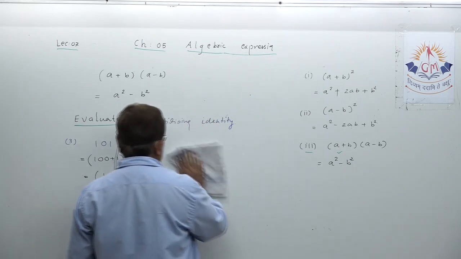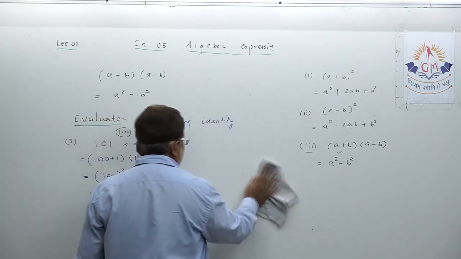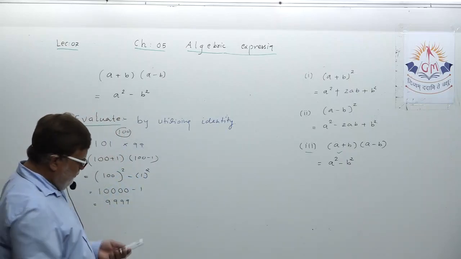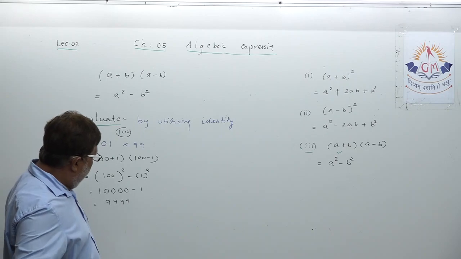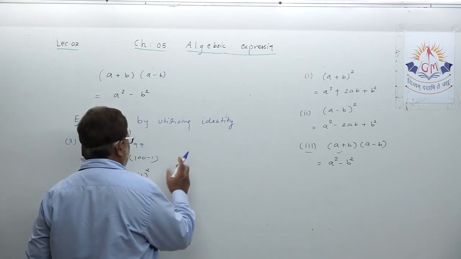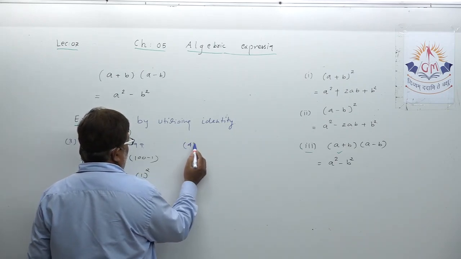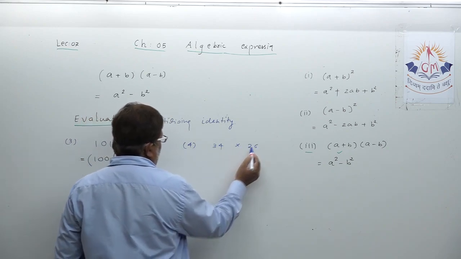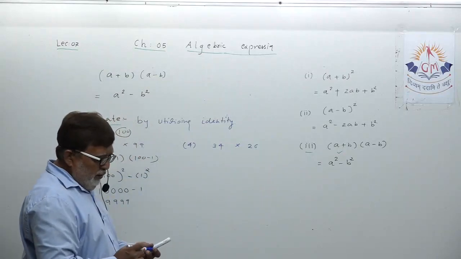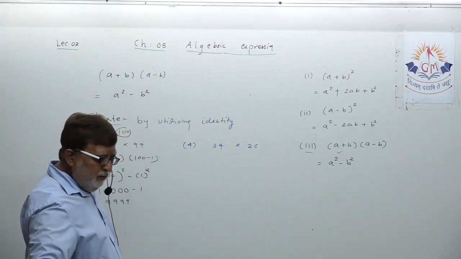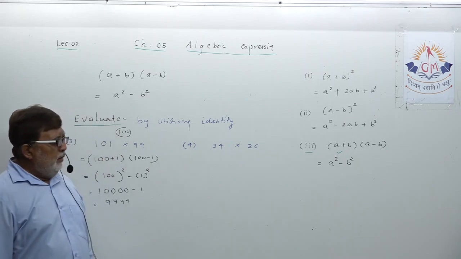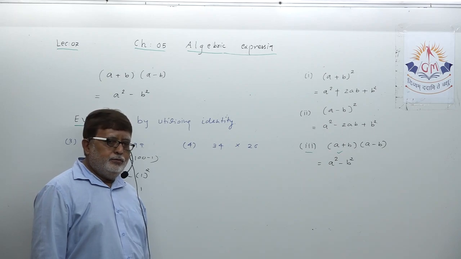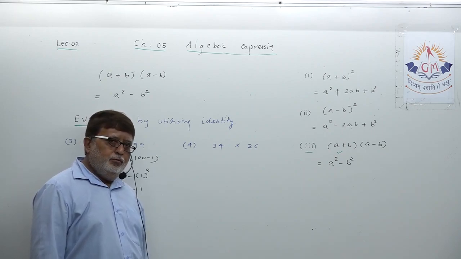Suppose, let us think, I give you an example like this. Suppose you are given 34 into 26. So again, dear student, you have to guess a number containing 0 nearer to both of these.